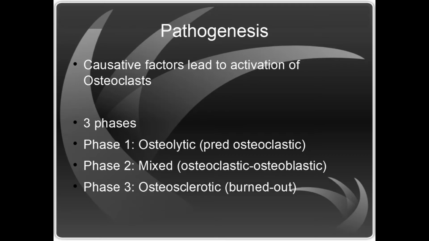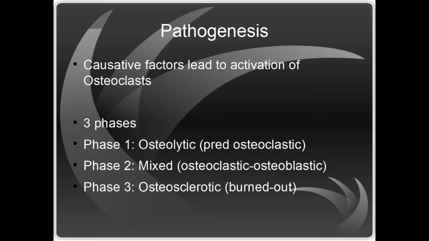So the causative factors we saw till now, what they do is they cause activation of osteoclast cells, and we all know that the function of osteoclasts is to resorb bone. So whenever osteoclasts are activated, they start resorbing the bone, leading to bone weakness.